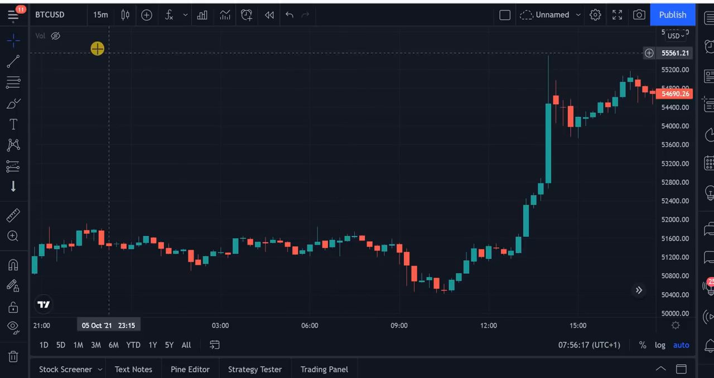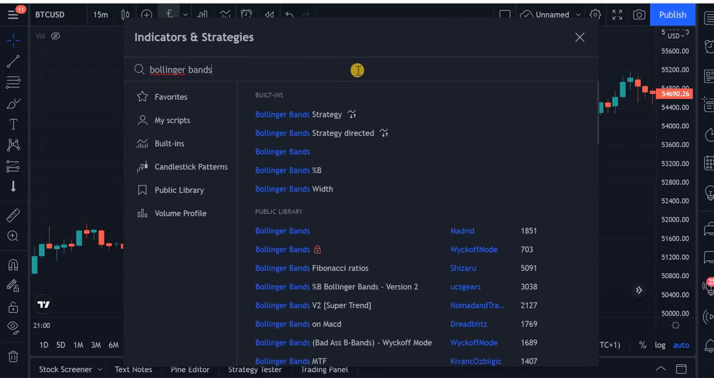Currently, I am on the Bitcoin USD price chart, and this is the 15-minute time frame. Now let's bring out the Bollinger Band indicator. We would have to go over to the indicators and strategy section right here. When you click on this, you search for Bollinger Bands. Now this right here, where it says Bollinger Band, is what we are going to use in this video.